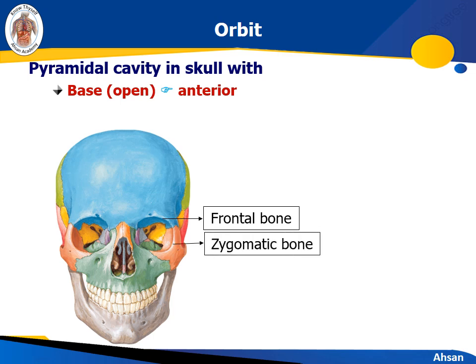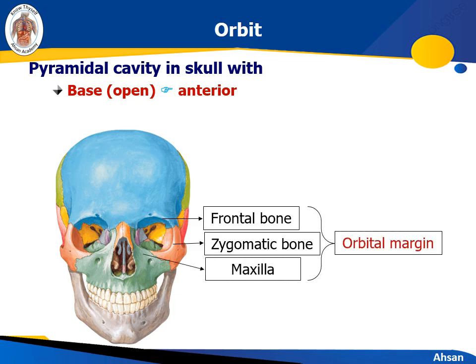The lateral border of the orbital margin is mainly formed by the zygomatic bone, and the zygomatic bone proceeds laterally into the lower border of the orbital margin. This lower border is also formed by the maxilla. The frontal process of the maxilla forms the medial part of the orbital margin mainly, but partly the superior part is formed by the frontal bone.